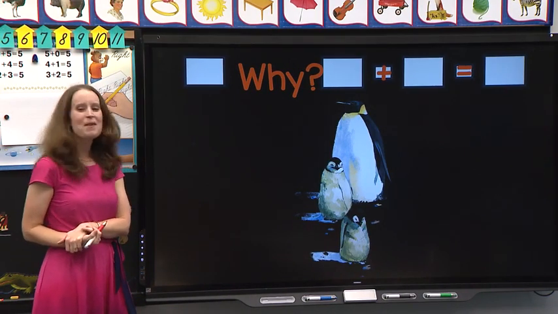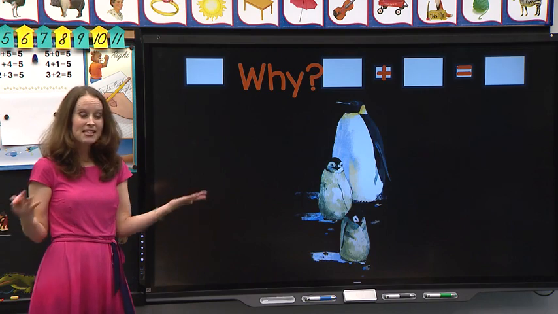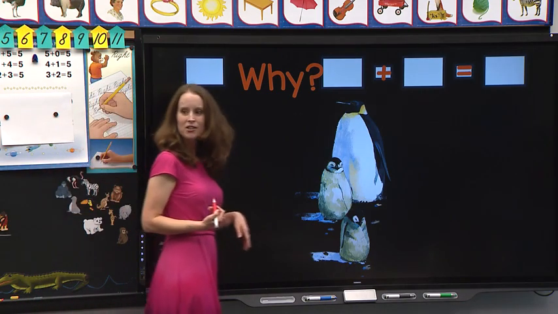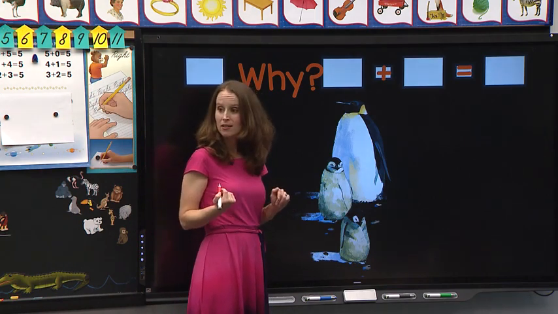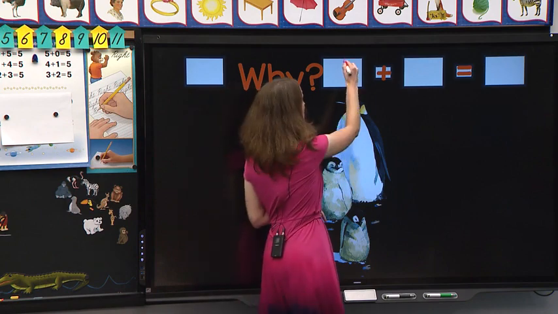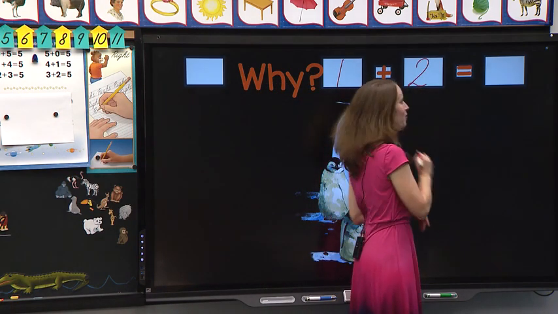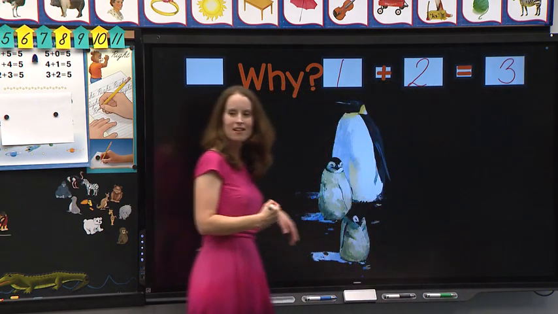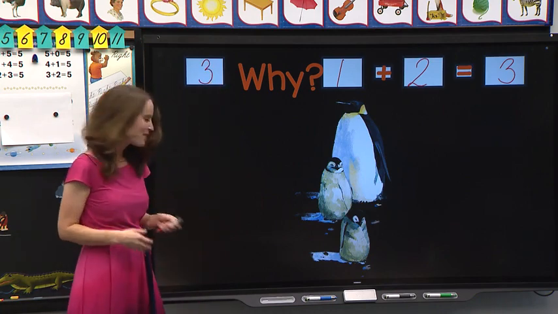At the zoo, the Banks saw 1 mama penguin and 2 babies. How many penguins did they see in all and why, Emery? What's my combination? How many mamas? 1. How many babies? 2. And 1 plus 2 equals? 3. It does equal 3. Emery, what should go in my answer box? 3. That's correct. I should put the number 3. Excellent job and good thinking.